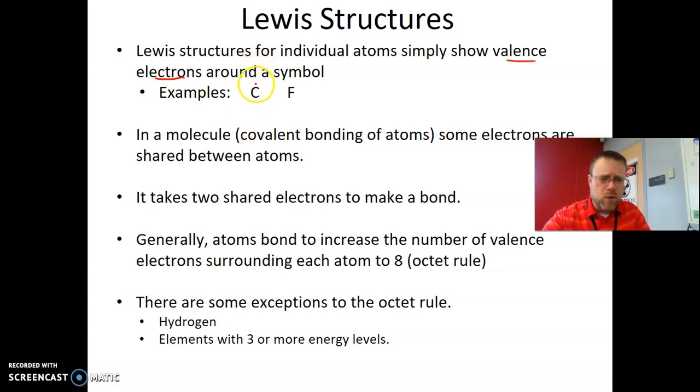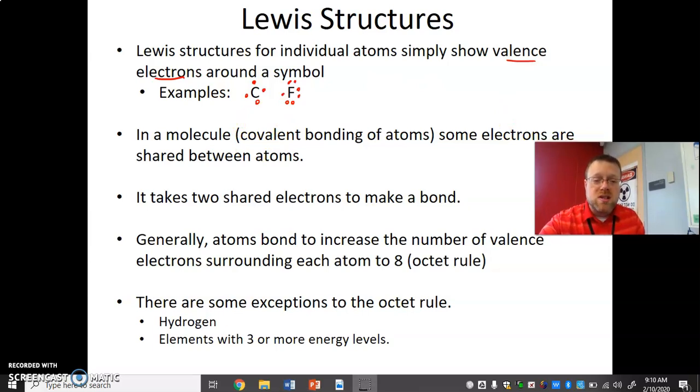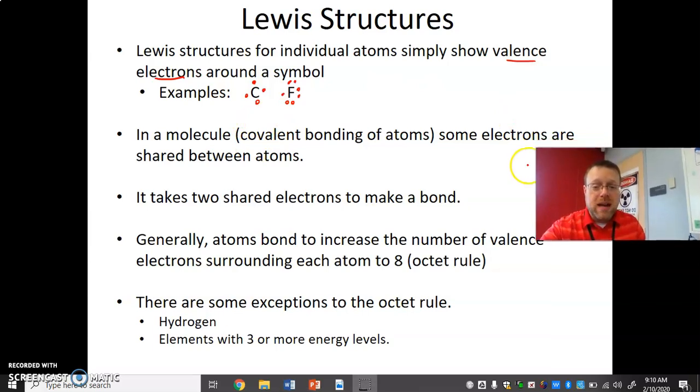So carbon's in group 14, and therefore it has 4 valence electrons, and so you could just show the symbol with 4 dots around it if you wanted to. Fluorine is in group 17, and you could show it with 7 valence electrons then. Now, in a molecule, some of the electrons are shared between atoms, and it takes 2 electrons to make a bond. Okay, that's very important. It takes 2 electrons to make a bond.